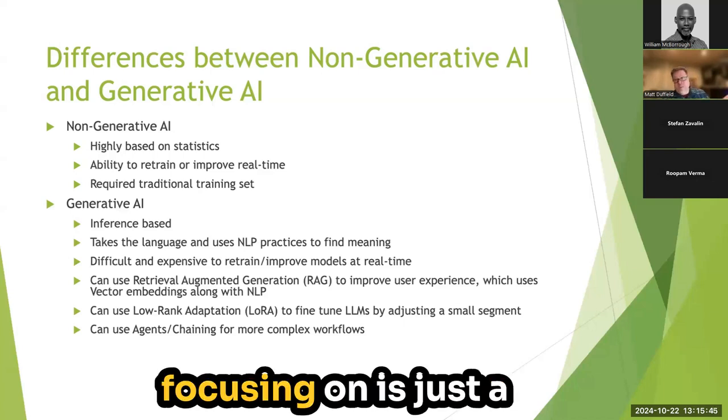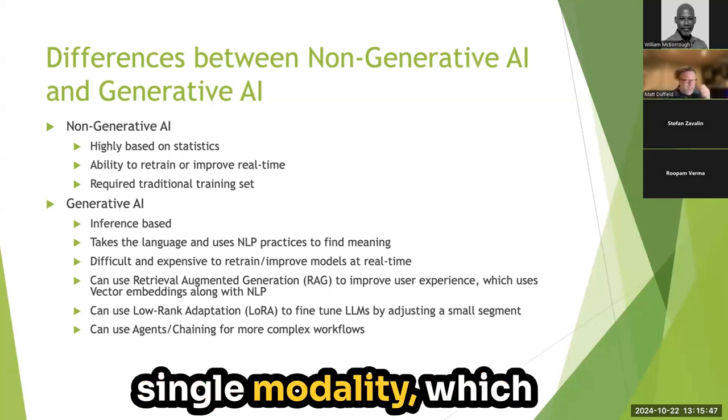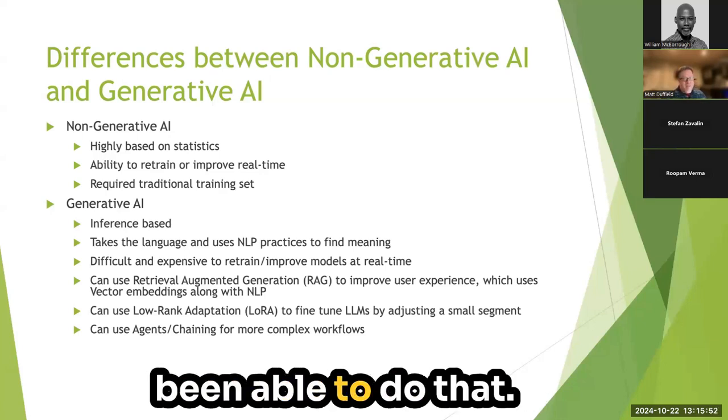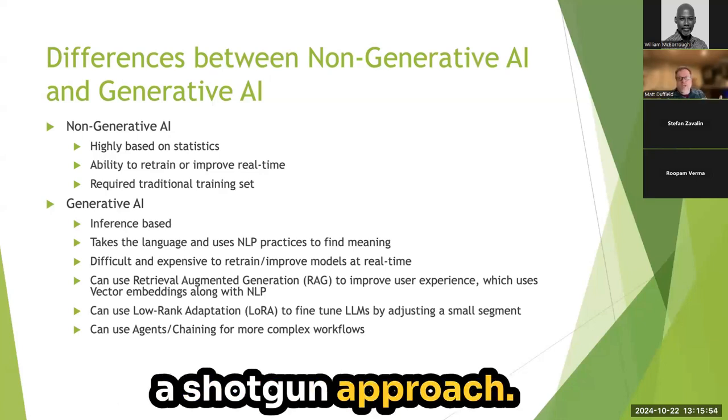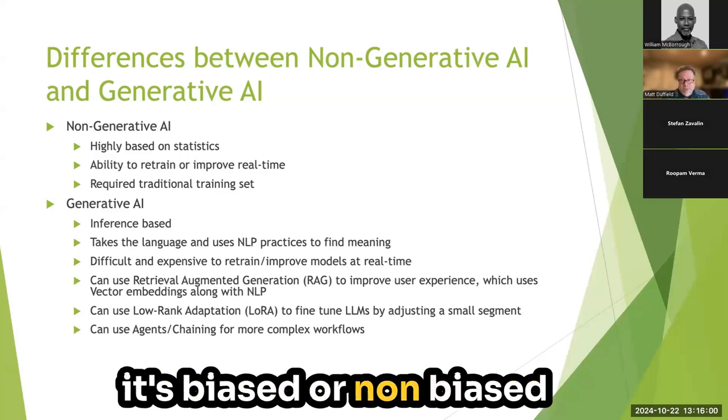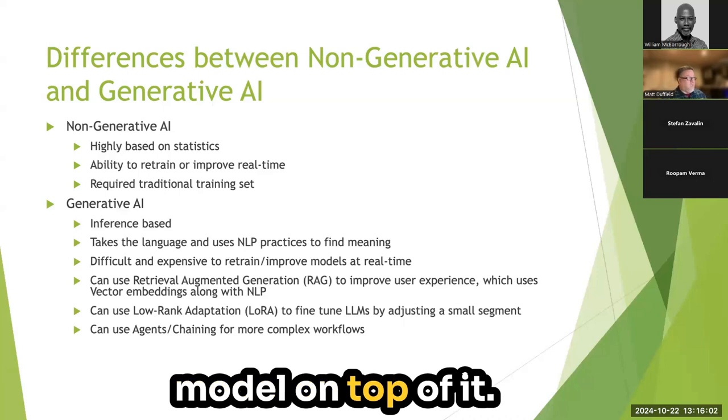What we will be focusing on is just a single modality, which is text generation. But it's extremely fascinating how they've been able to do that. It's what I would call a shotgun approach. They're taking a bunch of data, whether it's good or bad, whether it's biased or non-biased, and building that model on top of it.